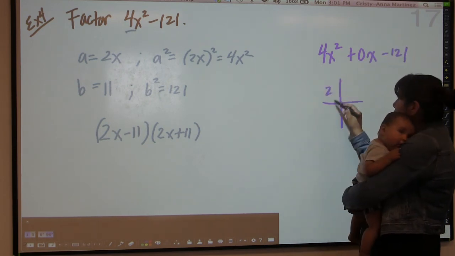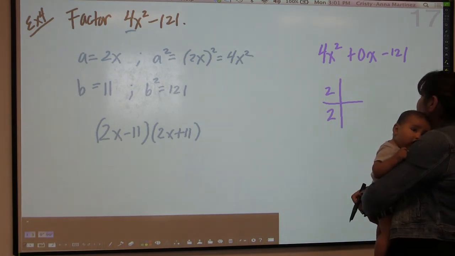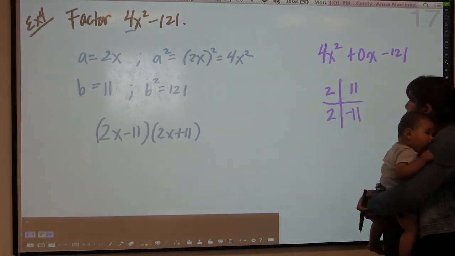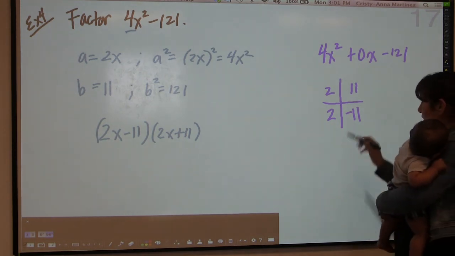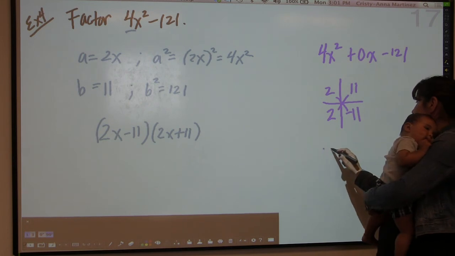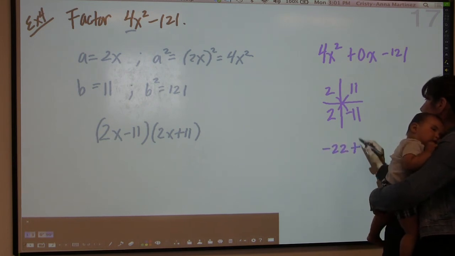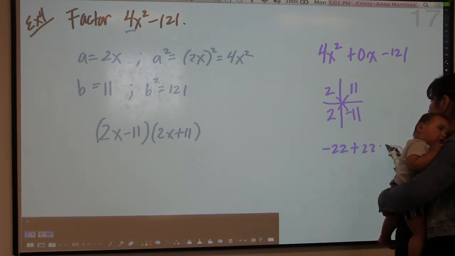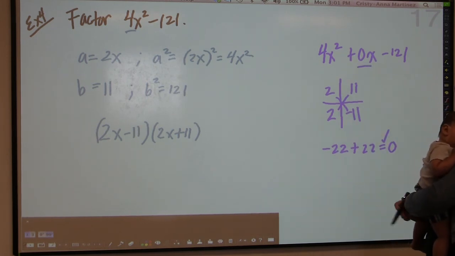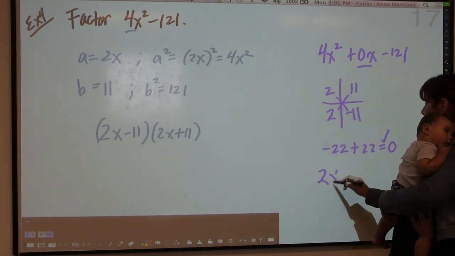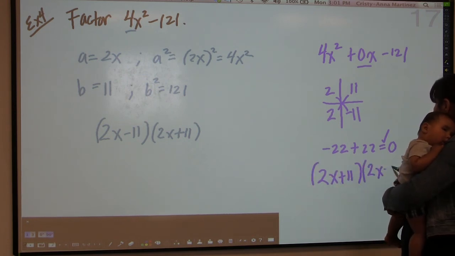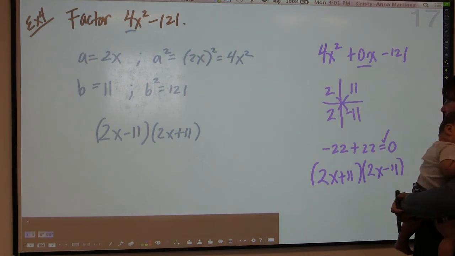and the factors of 4 would be 2 and 2, and the factors of 121 would be 11 and 11. One would have to be negative so that you could get a negative 121. And then when you go 2 times negative 11, you get negative 22. And then you add up to positive 22, and you get 0, which is what you want. So then you have your factors of 2x plus 11 and 2x minus 11. And just like that, you get the same exact answer.